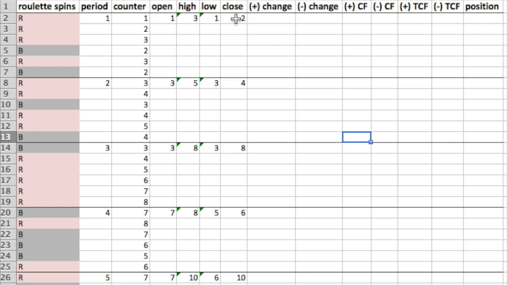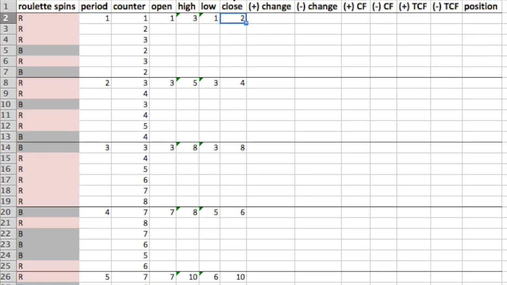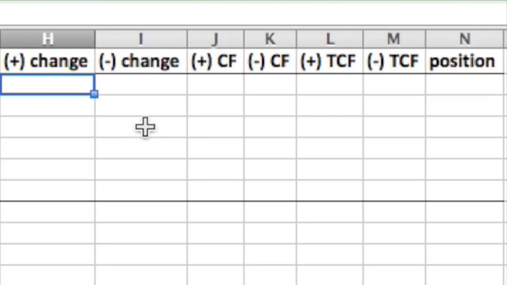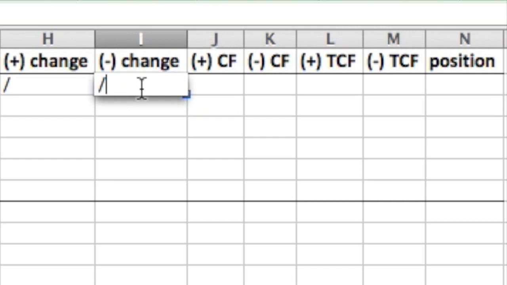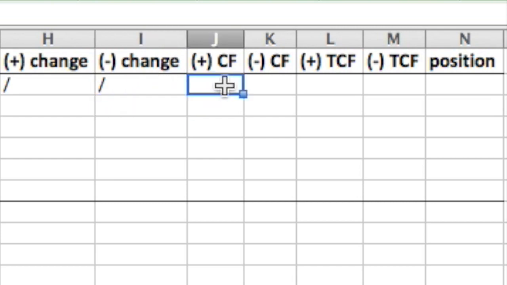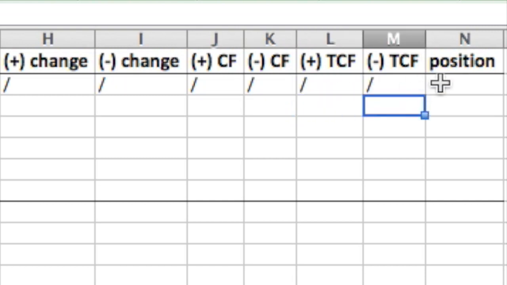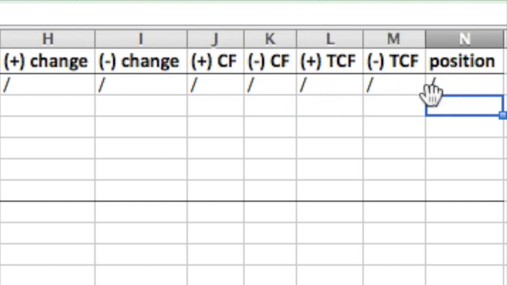So here, this is the current close, but there is no previous close. So there's nothing we can say about the plus change. There's nothing we can say about the minus change. Nothing we can say about this, nothing about this, and nothing about the position.